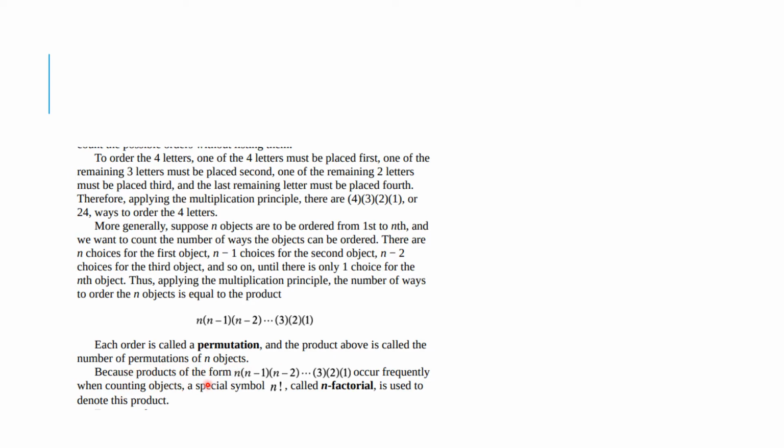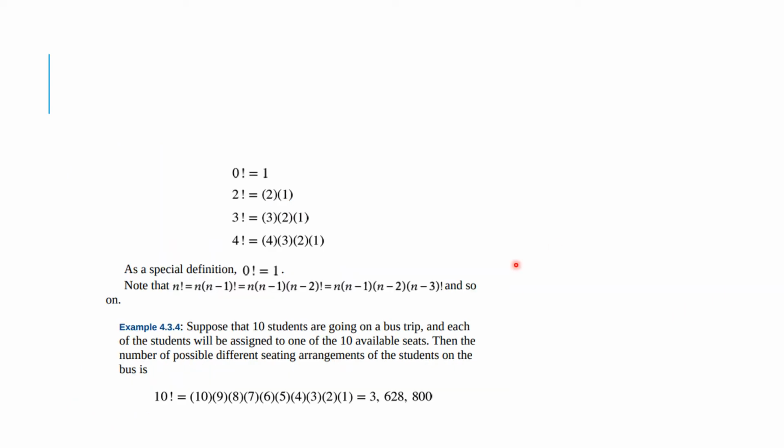Because products of the form n times n minus 1, times n minus 2, down to 3, 2, 1 occur frequently when counting objects, a special notation called n factorial is used to denote this product. For example, 2 factorial is 2 times 1, 3 factorial is 3 times 2 times 1, and 4 factorial is 4 times 3 times 2 times 1. As a special definition, 0 factorial is 1.